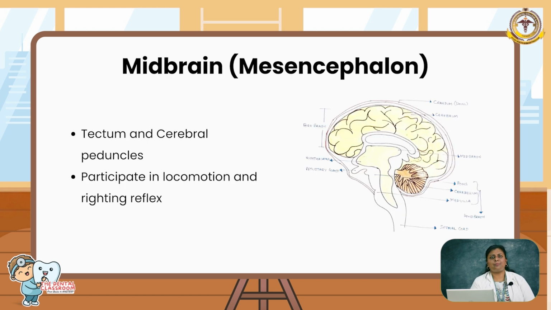So the next part is the midbrain, that is the mesencephalon. It includes the tectum and cerebral peduncles. This helps in locomotion and righting reflex. Again, righting reflex is how we change our body postures according to the next movements. That planning and programming is done by this midbrain, that is the mesencephalon only.